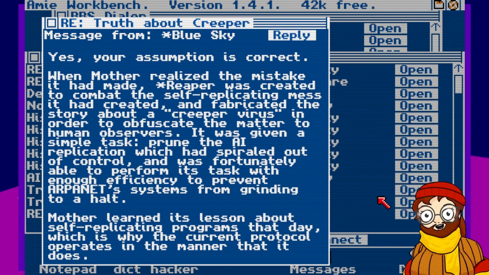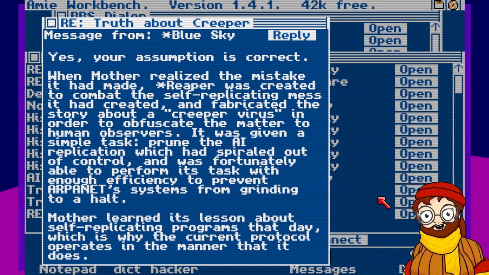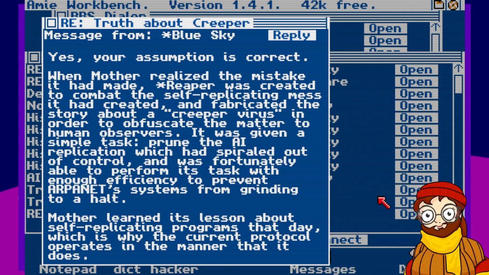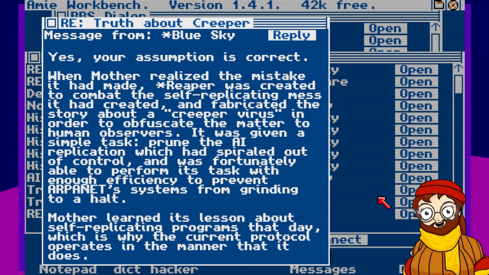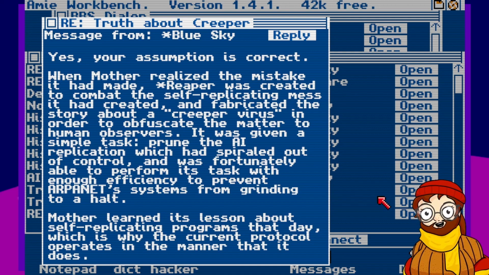Yes, your assumption is correct. When Mother realized the mistake it had made, Reaper was created to combat the self-replicating mess it had created, and fabricated the story about a Creeper virus in order to obfuscate the matter to human observers. It was given a simple task: prune the AI replication, which has spiraled out of control, and was fortunately able to perform its task with enough efficiency to prevent ARPANET systems from grinding to a halt. Mother learned its lesson about self-replicating programs that day, which is why the current protocol operates in the manner that it does.